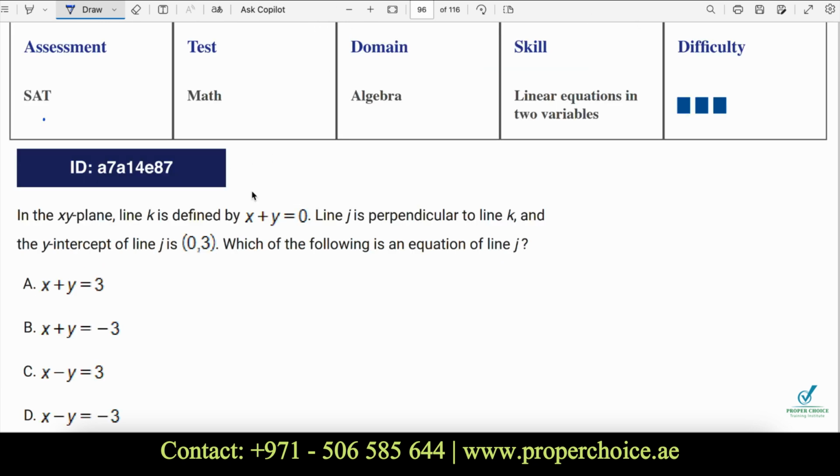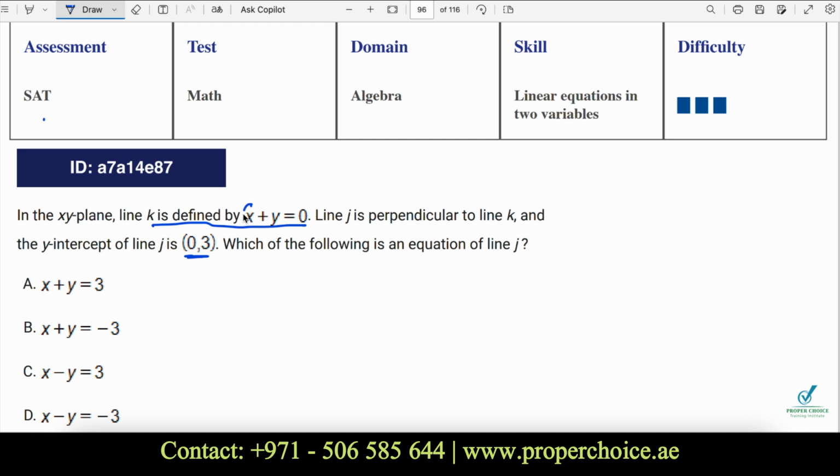In the xy plane, line K is defined by the equation x plus y equals 0. Line J is perpendicular to line K and the y-intercept of line J is 0, 3. Which of the following is an equation of line J? So as they are giving us that lines J and K are perpendicular, how are the slopes of perpendicular lines related? The slopes of perpendicular lines are negative reciprocals. We discussed this before.